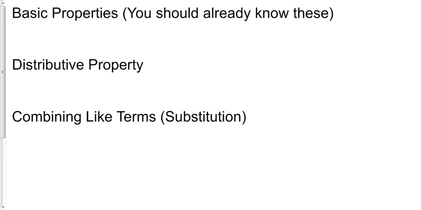Okay. So let's start with some basic properties. You should really already know these, but it's not bad to write them down anyway. First is the distributive property. That is, we have A times B plus C. We distribute it and it's equal to AB plus AC.